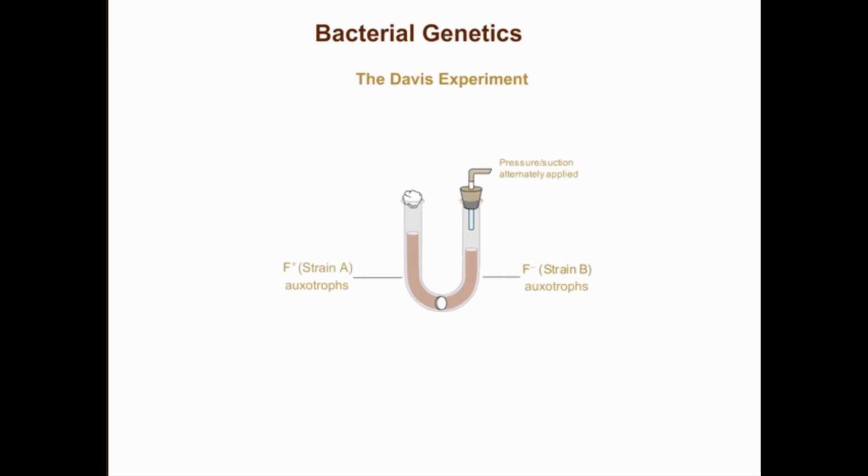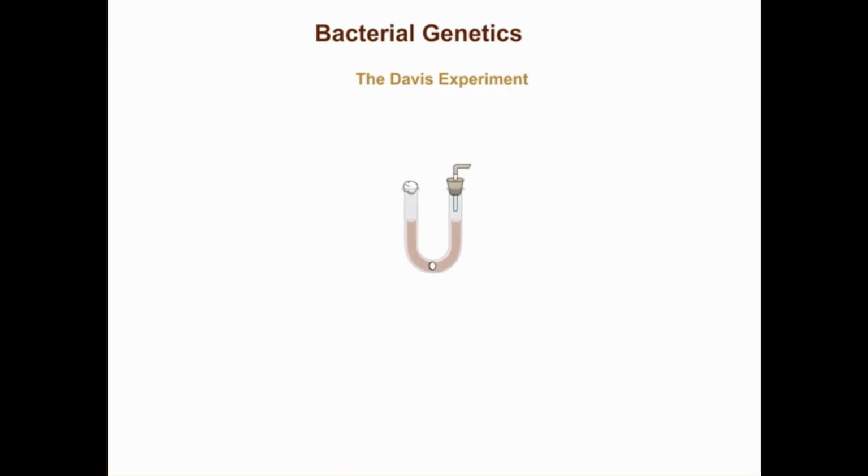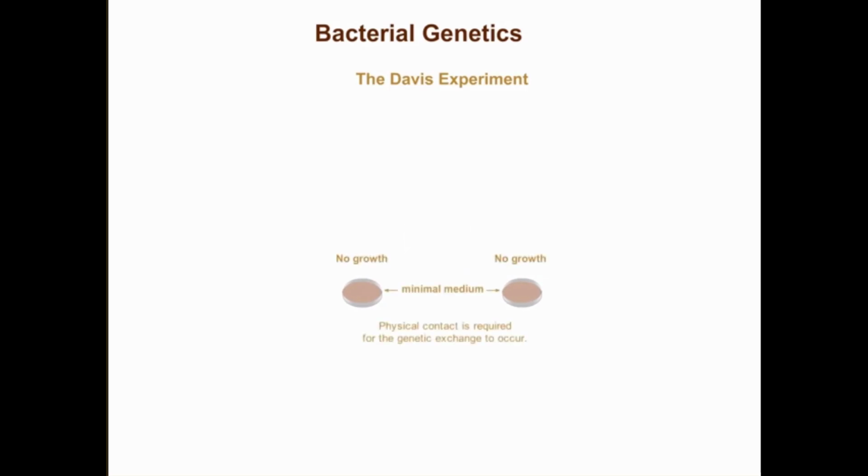Evidence for conjugation requiring physical contact was provided by Bernard Davis's experiment, in which F+ and F- strains that were auxotrophic for one or several amino acids were grown in opposite halves of a U-tube. The halves were separated by a filter with pores large enough to allow the medium to flow, but small enough to restrict the passage of bacteria. After incubation, Davis plated bacteria from the two halves of the U-tube on minimal medium. He found that no bacteria grew on these plates. Therefore, physical contact is required for genetic exchange to occur between the two strains.